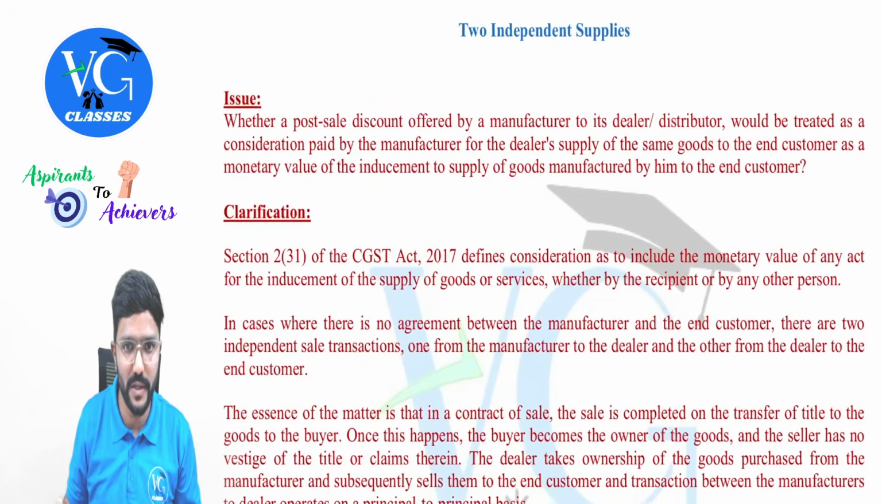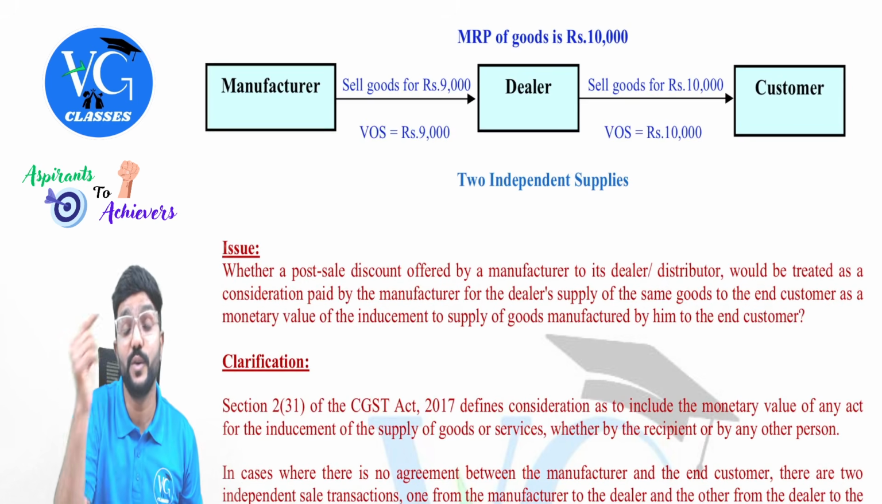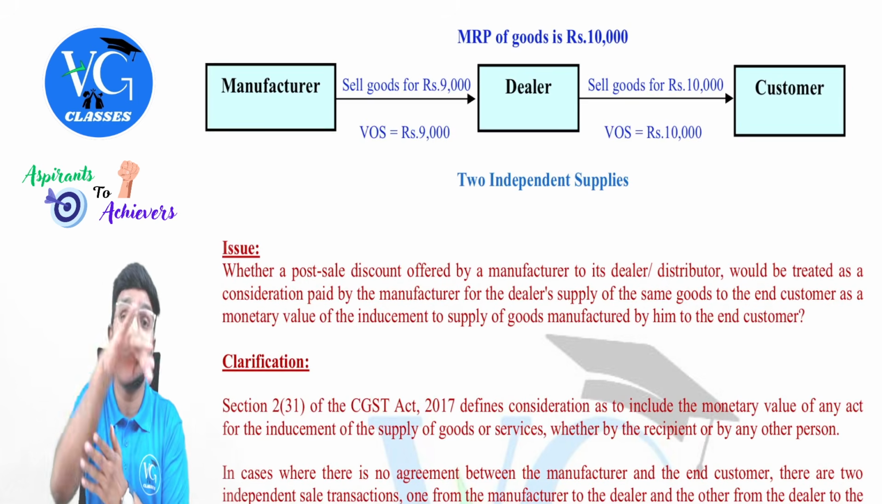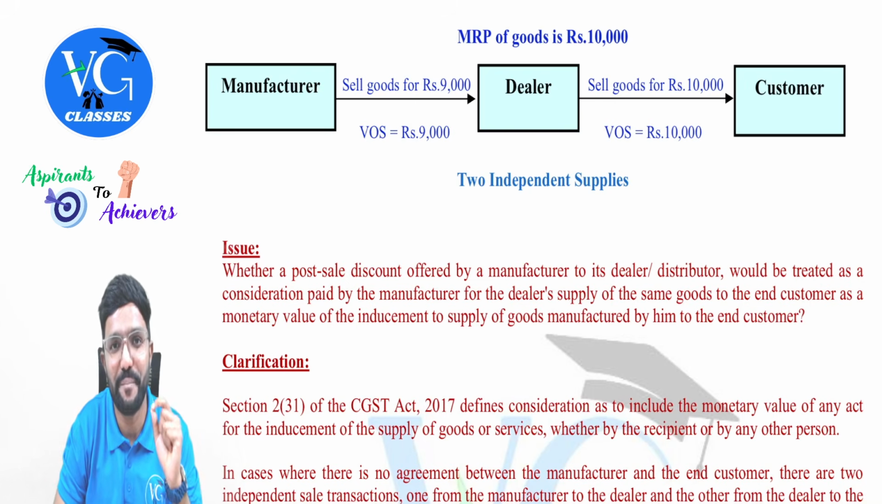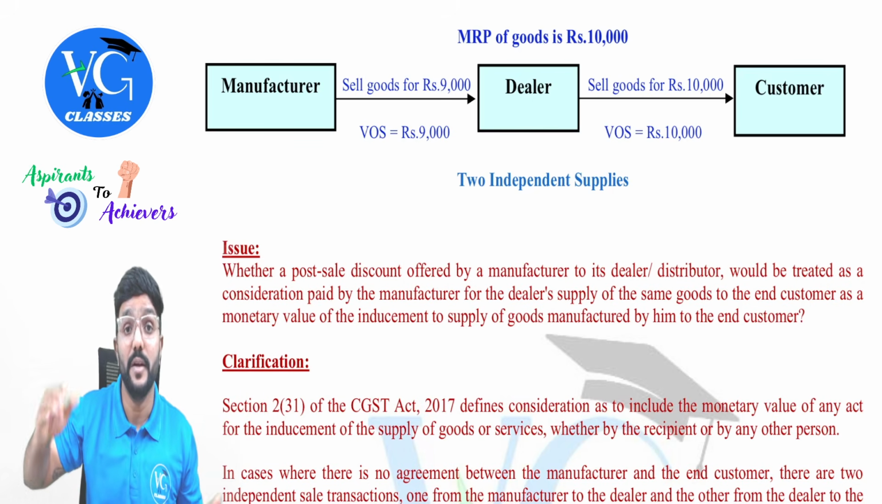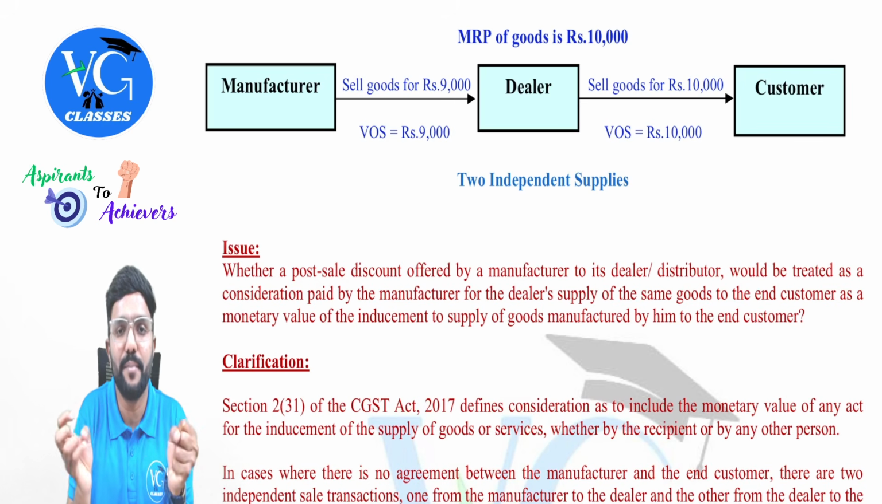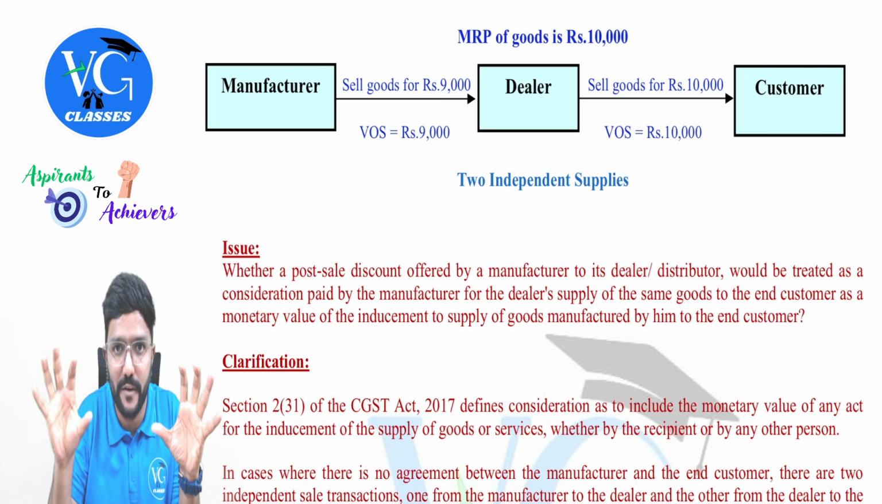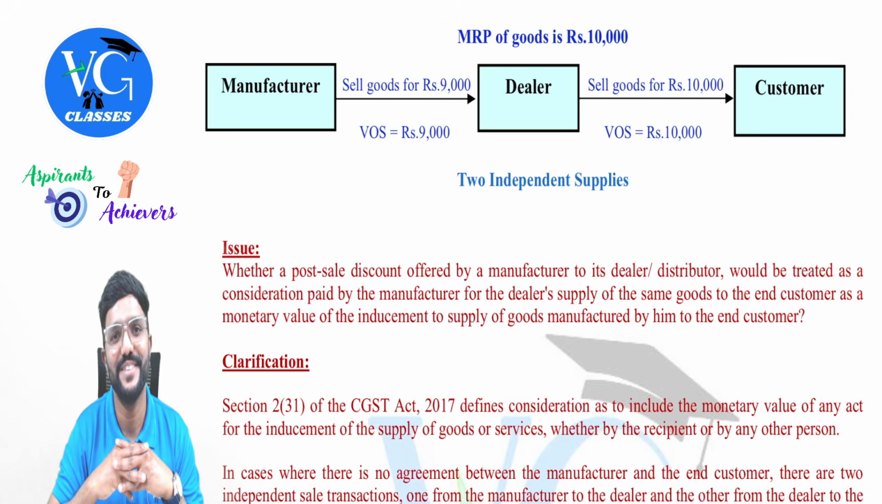And here the confusion was, the manufacturer is giving 1,000 discount to the dealer because the dealer is selling the manufacturer's goods to the customer. So is it a separate supply? That was the question. I repeat. The manufacturer is giving 1,000 discount to the dealer. Why? Because the dealer should sell the manufacturer's goods to the customer. So is there a separate supply between manufacturer and dealer for which the value is 1,000? That was the question. What is your answer, guys? No, there is no separate supply there.